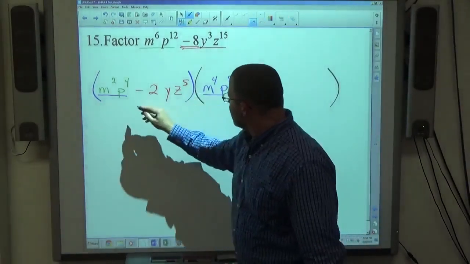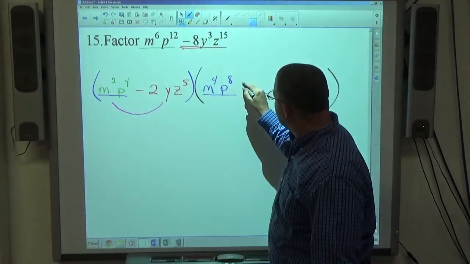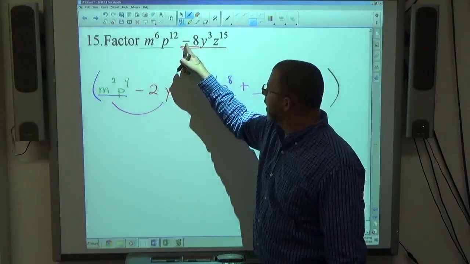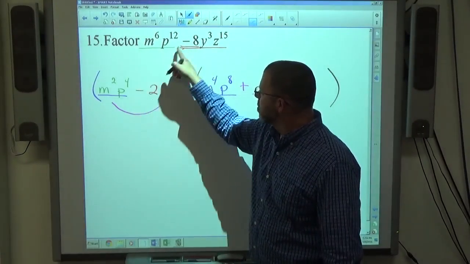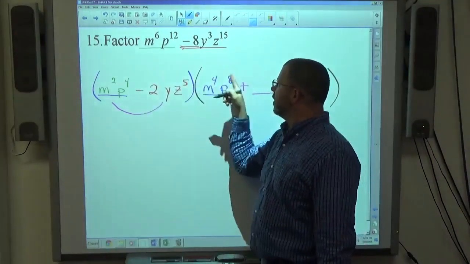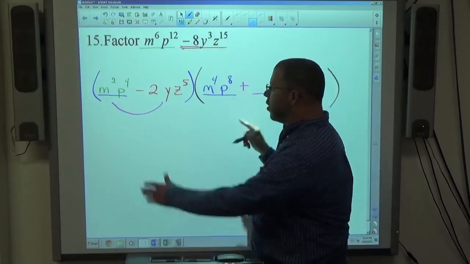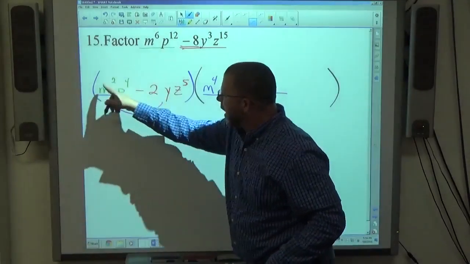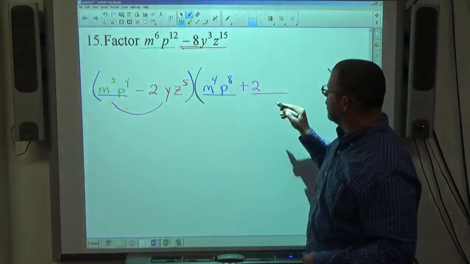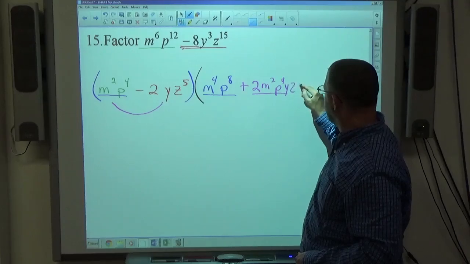To get this object here, we're going to multiply these two things together, and we're going to change the sign. So whatever this sign is, change it. So that's minus because that's minus. This is opposite. So whatever this is, change it. This was plus, this would be plus, this would be minus. And then I just multiply these two things together. 2 times 1 is 2. And then m squared p to the 4th y z to the 5th.